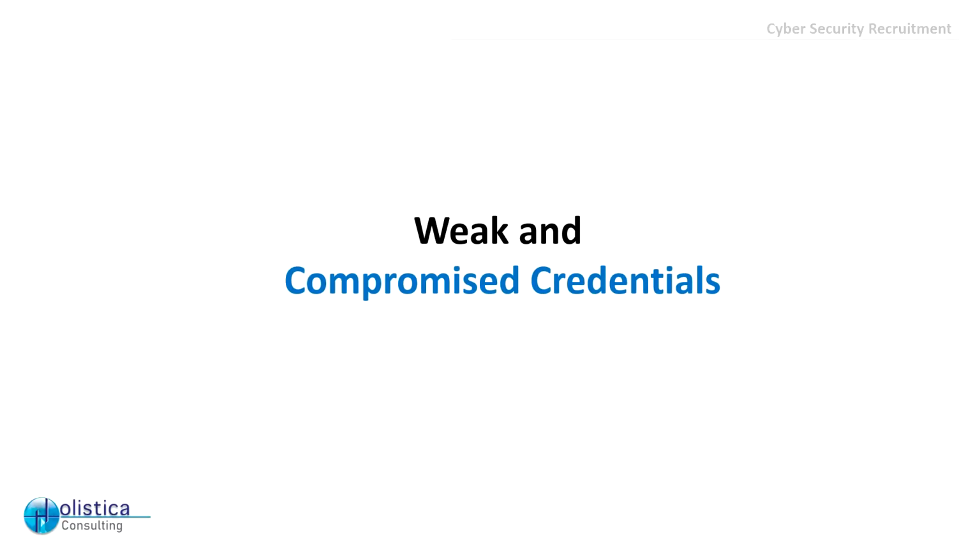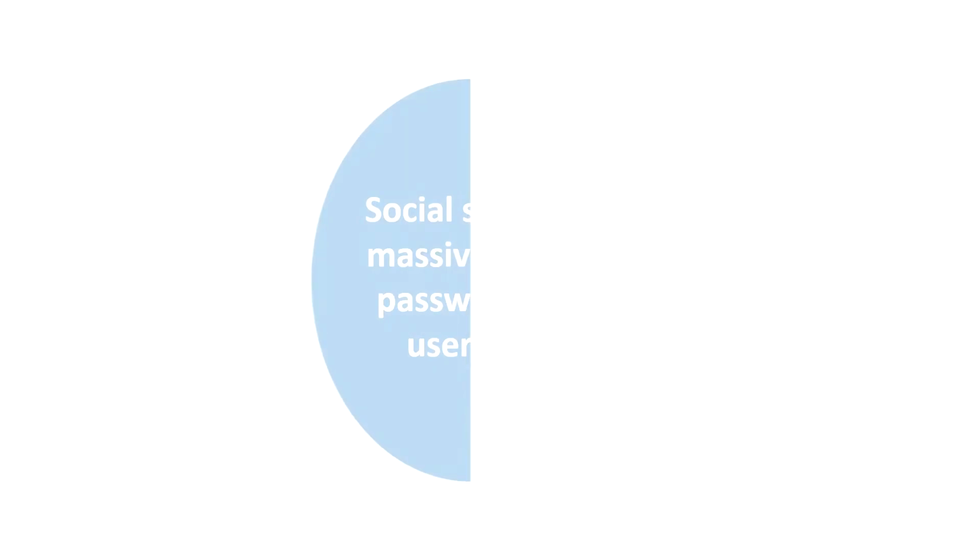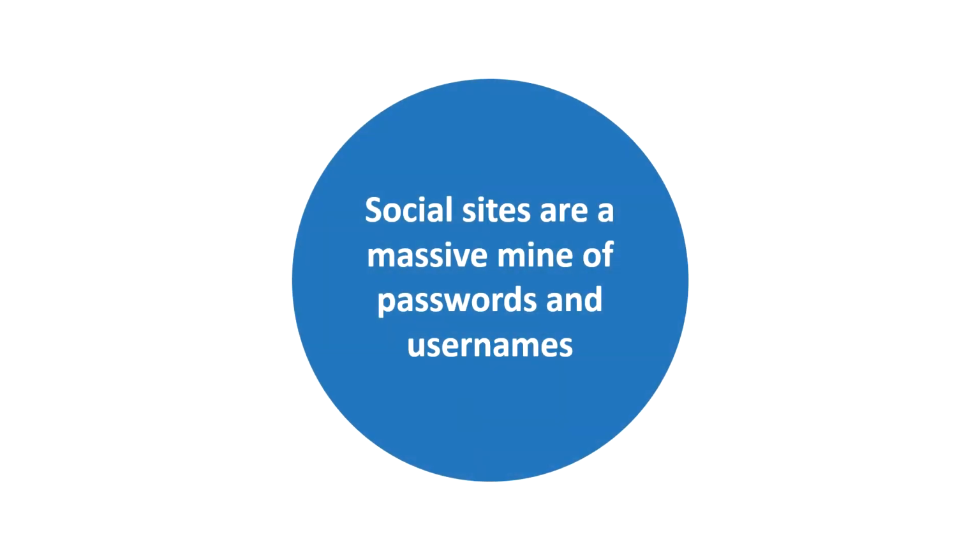So what are the most common attack vectors that hackers are on the lookout for? Well, it won't surprise you that the first one is weak usernames and passwords. Of course, this should come as no surprise. The reason why so many huge corporations, especially social media companies with a large global user base, are the target of attacks is because they're a massive mine of passwords and usernames.